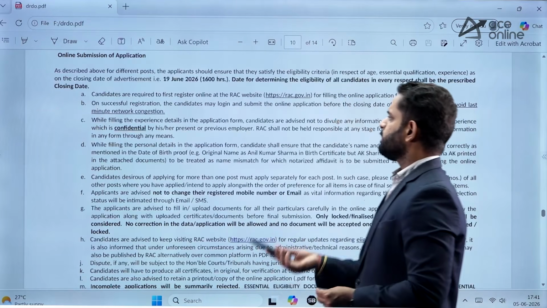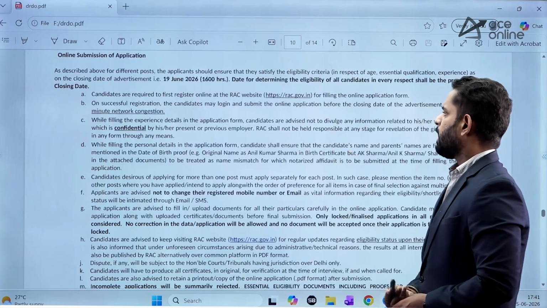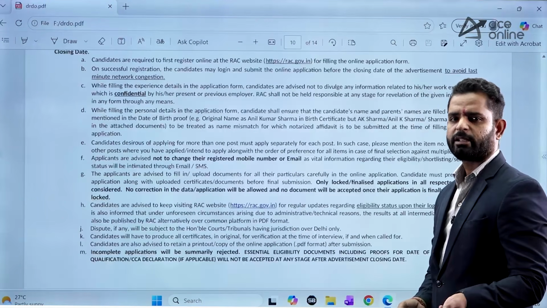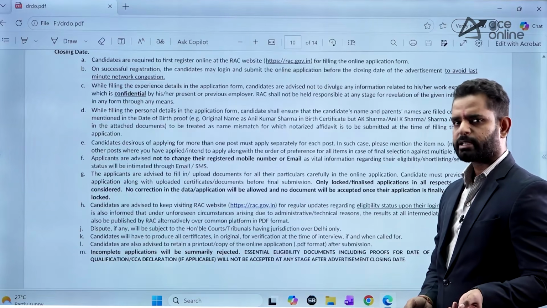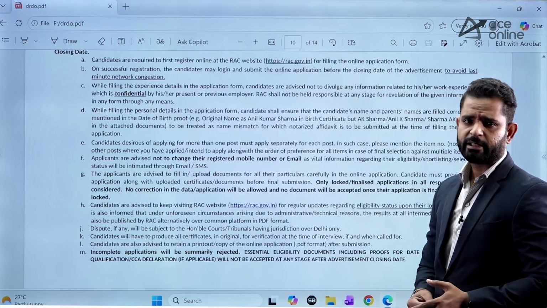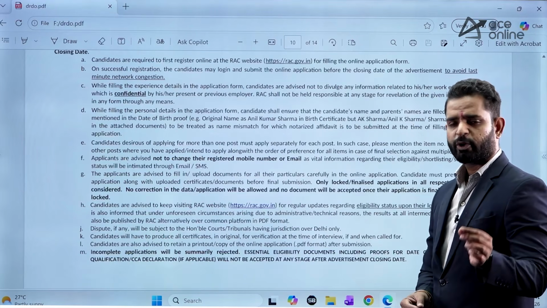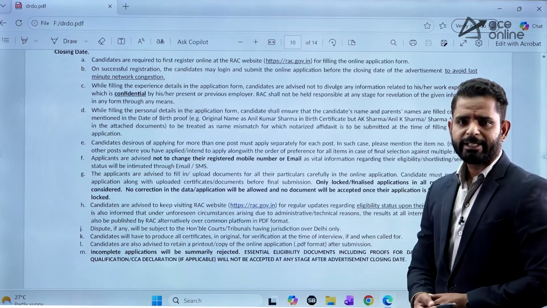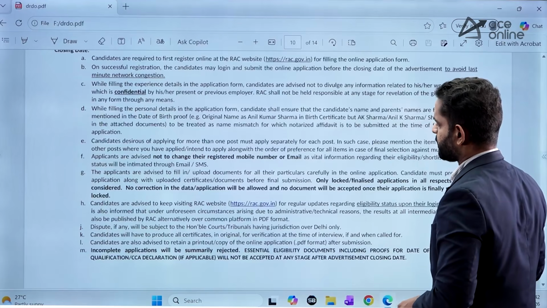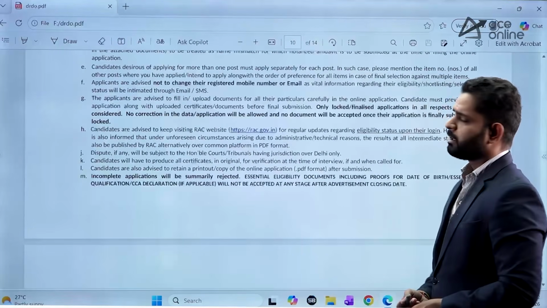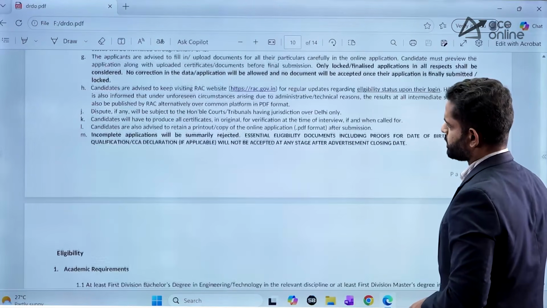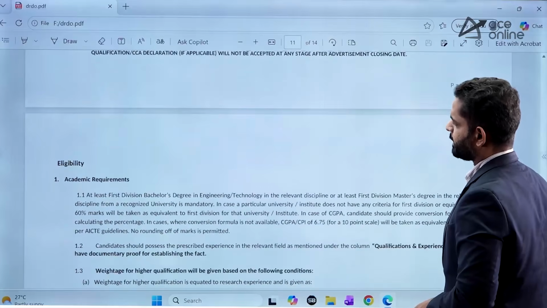You can register yourself by visiting rac.gov.in and fill in all your important details, your personal information, and your educational qualification. If you are working in state government, public sector undertaking, or central government job, then you have to produce your NOC and upload important documents: NOC, caste certificate, and your educational qualification certificate. You will get an SMS or email for the next procedure. So these are the important details.